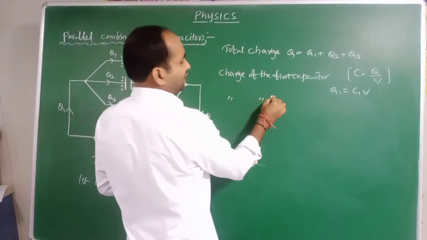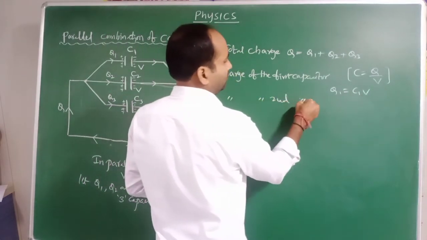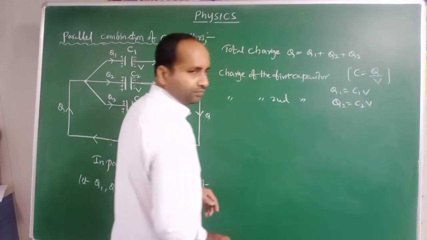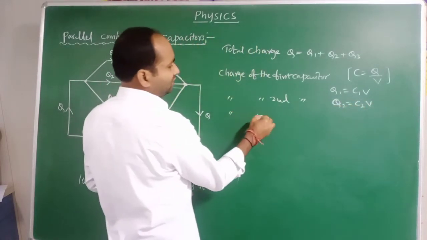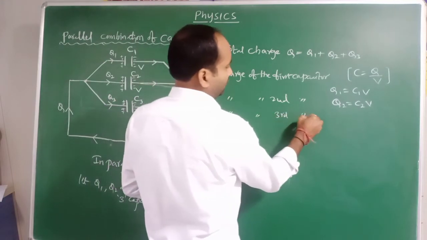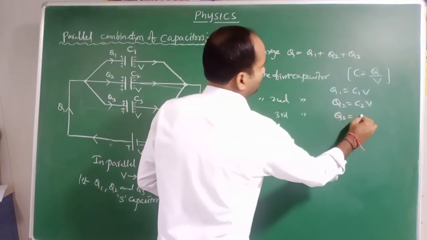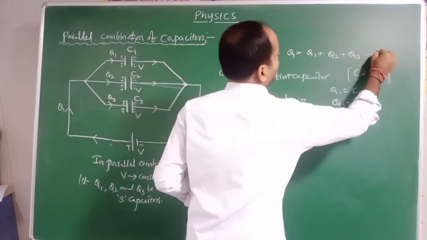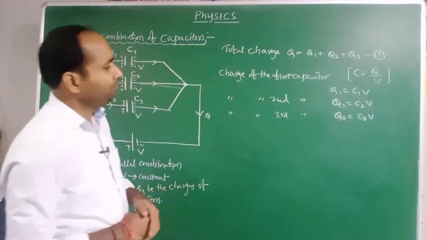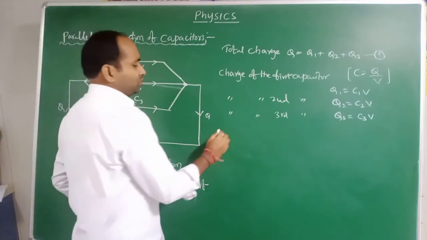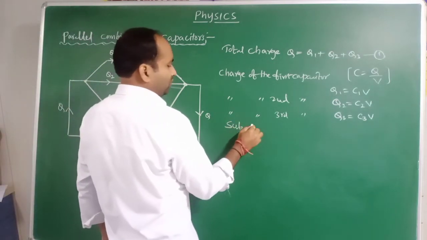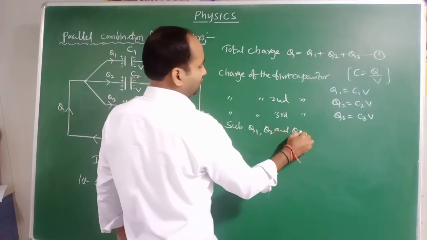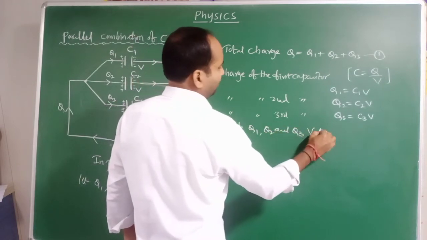Charge of the second capacitor Q2 is equal to C2V. And charge of the third capacitor Q3 is equal to C3V. Now here let us take this as equation number 1. Now substitute Q1, Q2 and Q3 values in equation number 1.